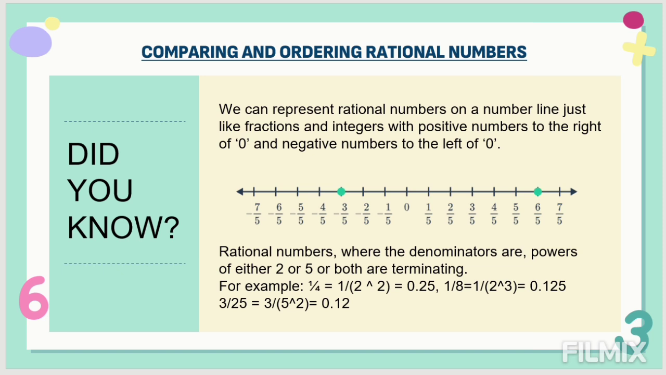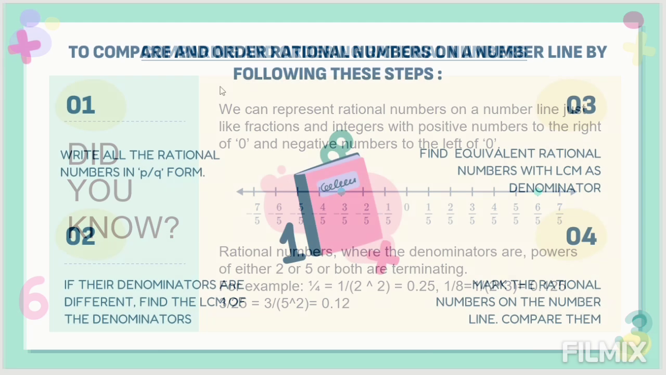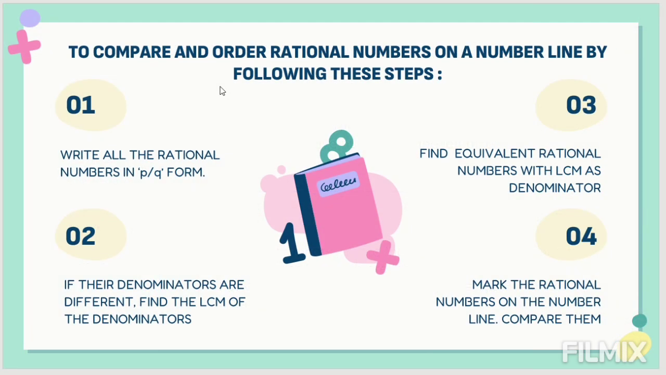So that means the rational numbers whose denominators have powers of either 2 or 5, as you can see here through the examples, have terminating values. You can try with your own examples and let me know in the comment section.